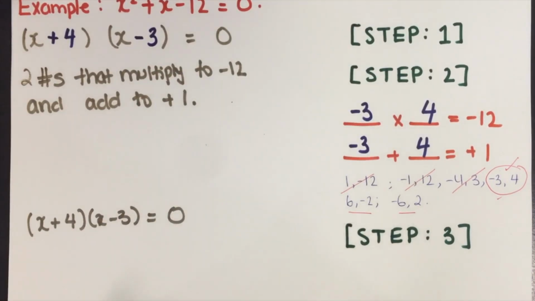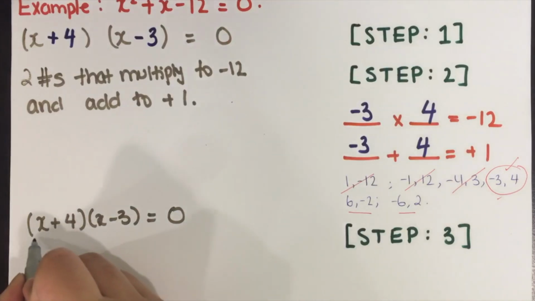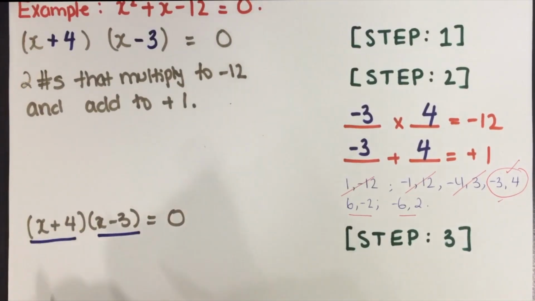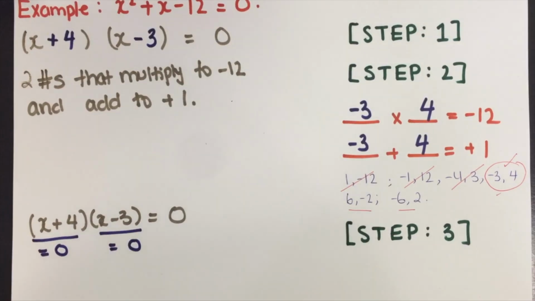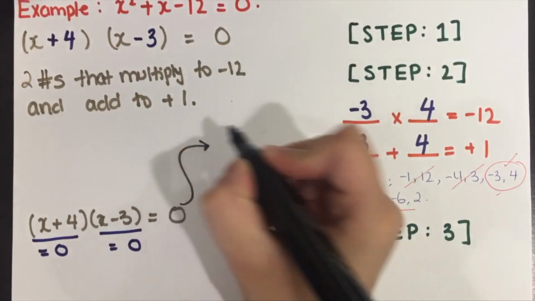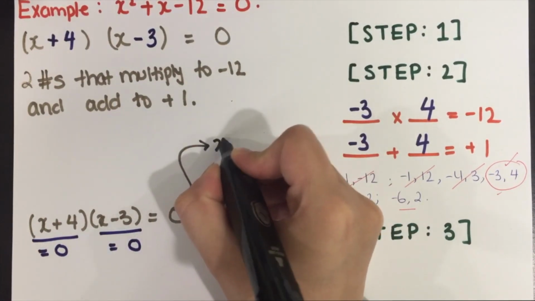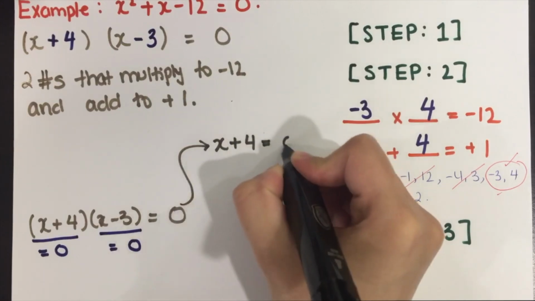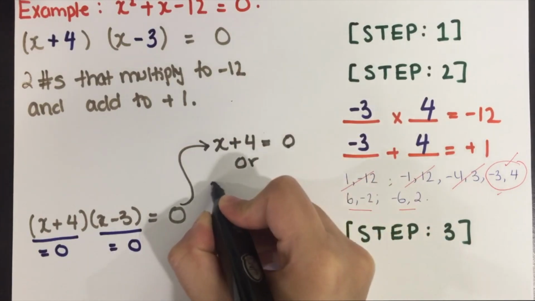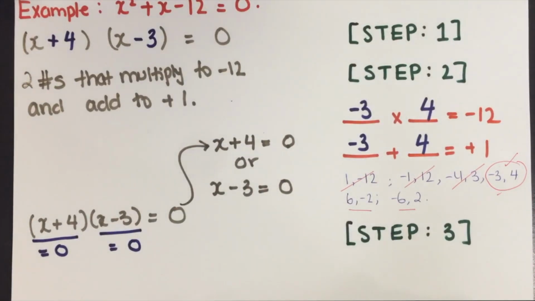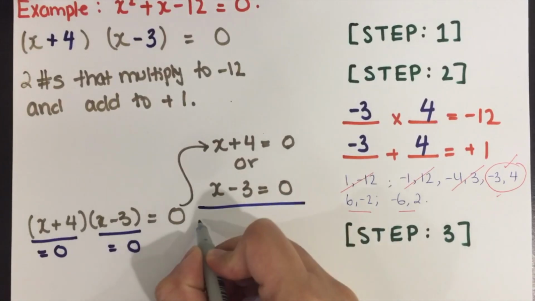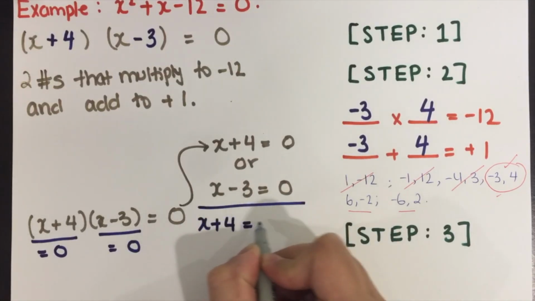Now in order to solve, what you have to do is take each factor separately and set it equal to 0. So now we set each factor equal to 0. So we have x plus 4 equals 0, or we have x minus 3 equals 0. So now we just have to solve each equation. Let's look at x plus 4 equals 0.